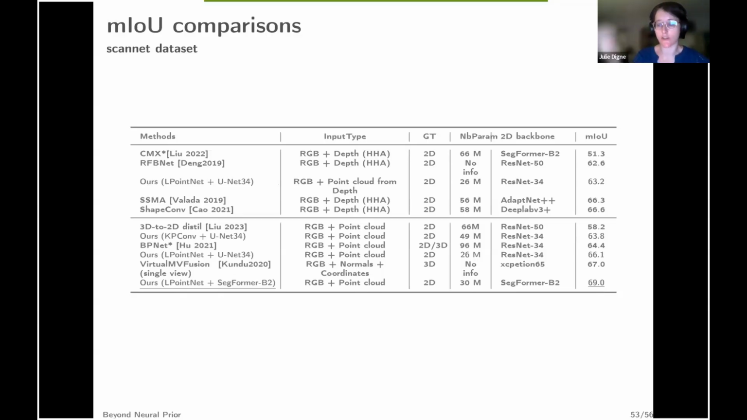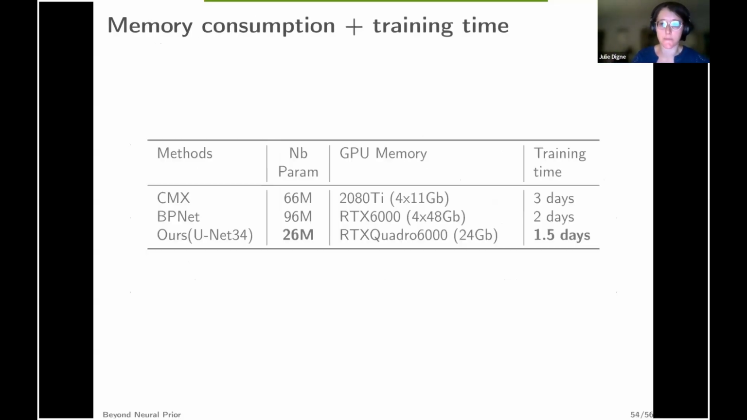We tested a lot of different datasets, and that's in the paper, so I will focus here on the ScanNet dataset. What is important is that it gives better results, but at a cost which is much lower. It's actually very small. It's a very small number of parameters compared to competitors, and it trains for much less time.